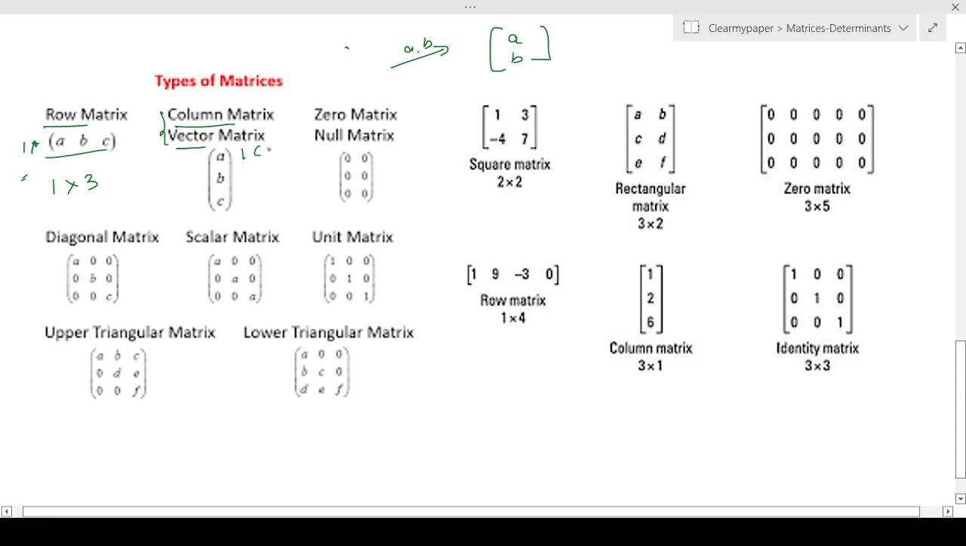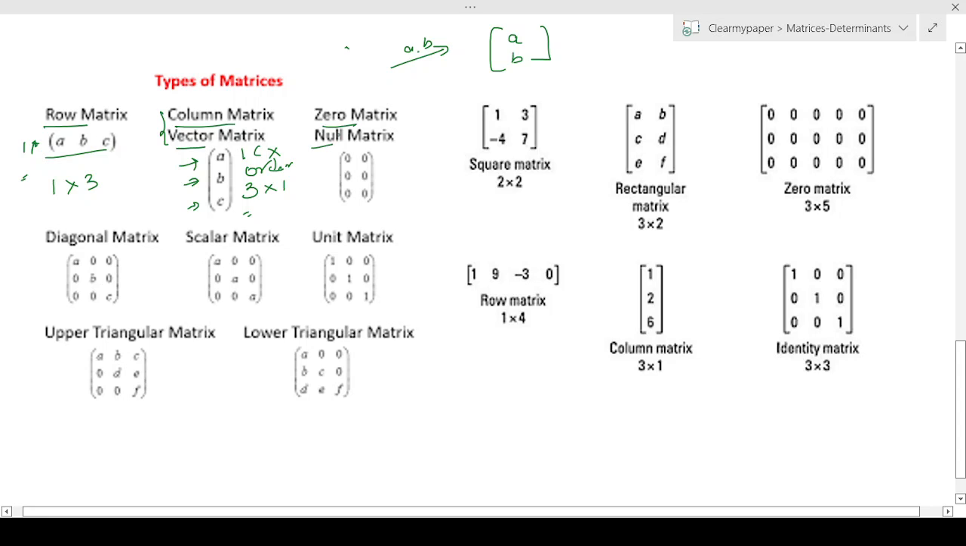In this case, it has got 3 rows, right? So what is the order of the matrix? I write the rows first, 3 rows, 3 by 1. This is the order of this matrix. I always write the rows first. In this case, it's 1 by 3, 1 row by 3 columns. That's what it is. Now, what is a zero matrix or a null matrix?